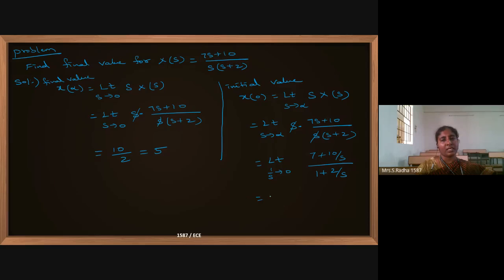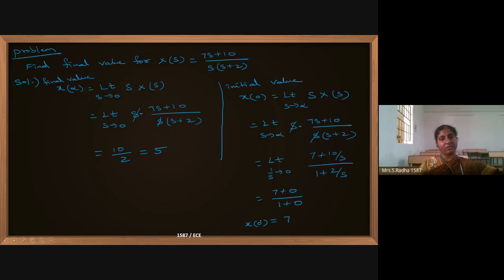Okay, and here it is the limit. Substitute the limit. Wherever 1 by s is there, you can put 0, since I am dividing numerator and denominator with s. 1 by s going to 0 means s value is infinity. 1 by infinity is nothing but 0. So 7 plus 0 divided by 1 plus 0, which is nothing but 7. Initial value it is 7.